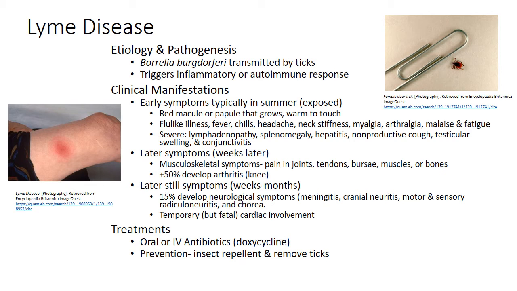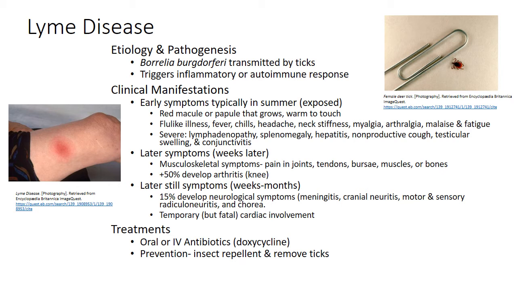Yes, joint pain. In some people, they develop more severe symptoms like lymphadenopathy, which is swollen lymph nodes, splenomegaly, which is an enlarged spleen, hepatitis, inflammation in the liver. Remember, itis means inflammation. They can develop a non-productive cough, testicular swelling, conjunctivitis, which is an inflammation in the conjunctiva around the eye.